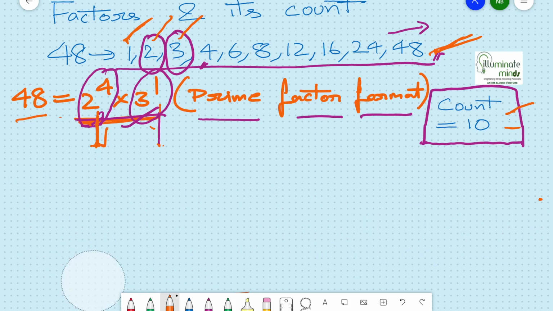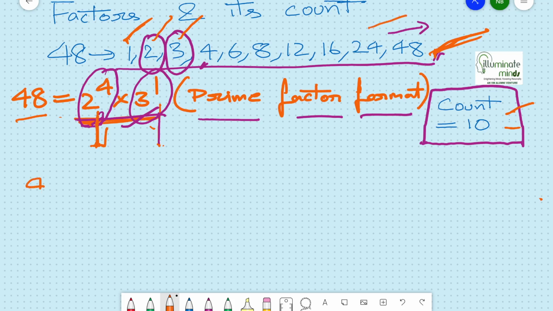So what's the right way of doing it now? The right way is, let's see, how can I reduce the number of iterations drastically? If you look at this, the factors are divisors also, right? So the 10 numbers that are written over here are divisors also.